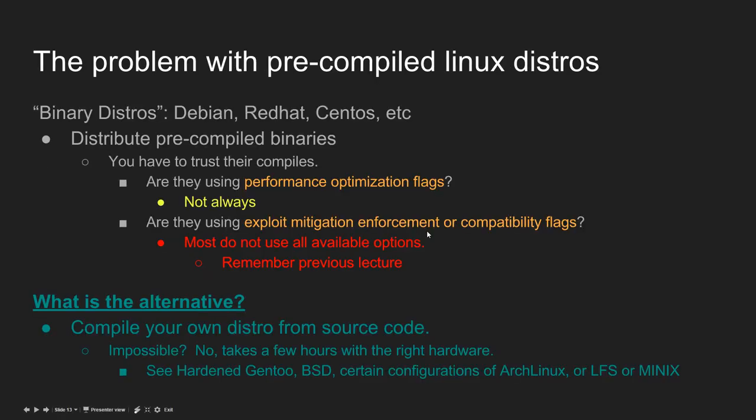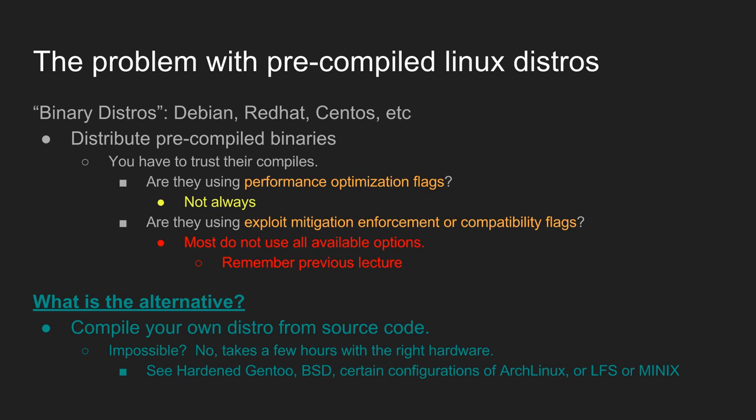So this brings us finally to the developers of your Linux distros and of your operating systems. Binary distributions like Debian, Red Hat, CentOS, etc. all distribute pre-compiled binaries, and you have to trust their compiles if you're going to use them.